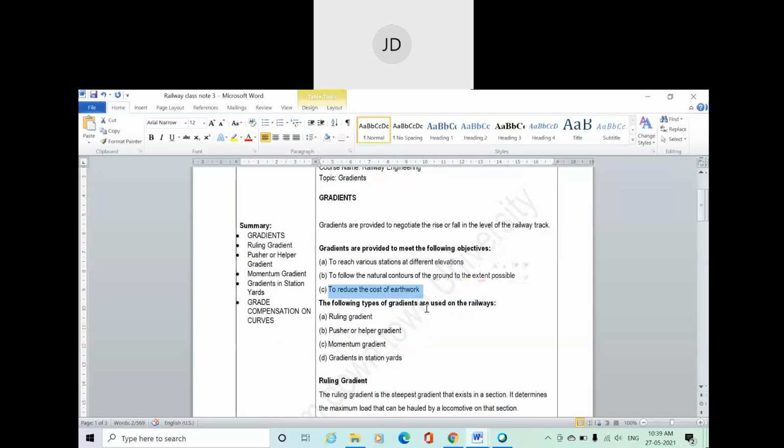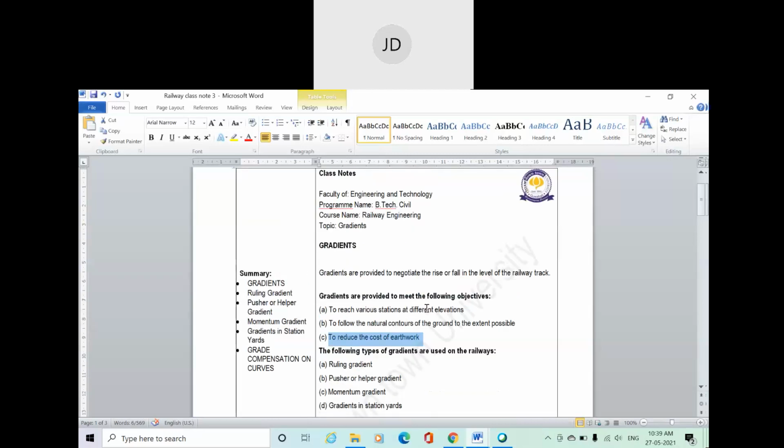Of course, I already told you, if you go for filling the earth or excavating the earth, it will come with very high cost. So by just providing gradient, first of all you are using the simple natural contour of the ground, and you are not using earth filling or earth cutting, so cost will be reduced. So there are some purposes or advantages of providing gradient.